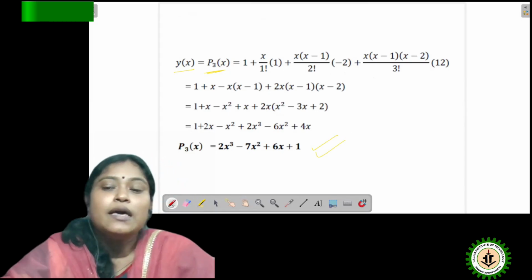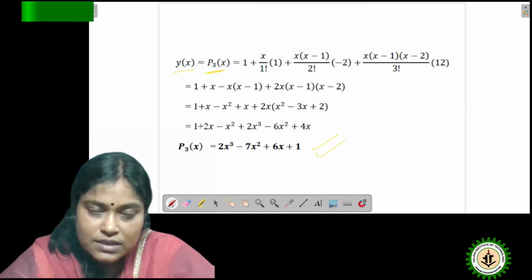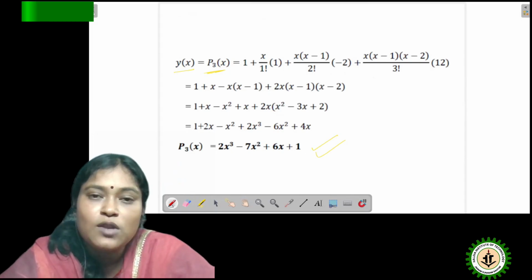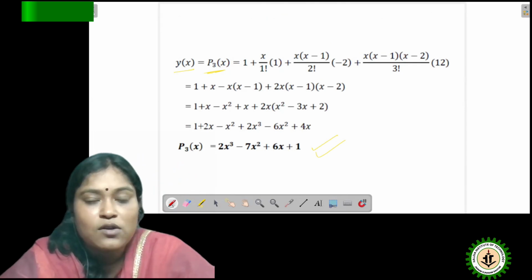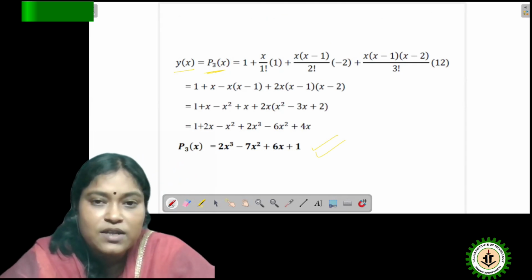So here it is, the forward interpolation formula. I think everyone can do problems using this formula, and also you can derive the formula.